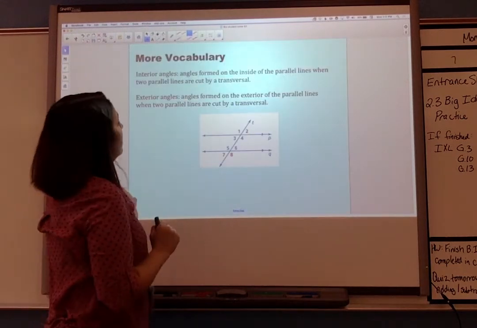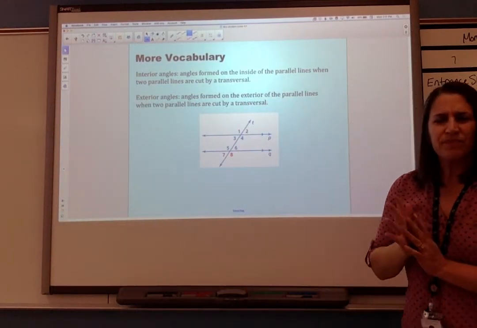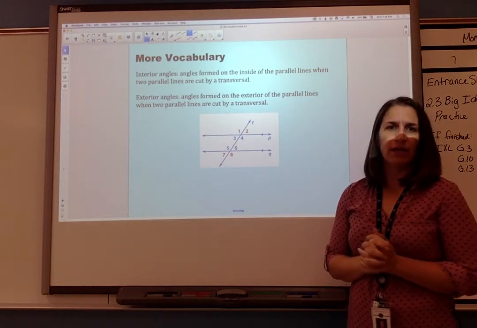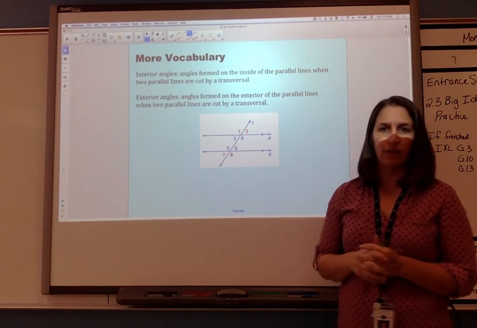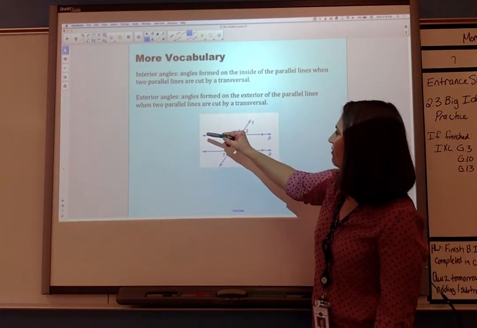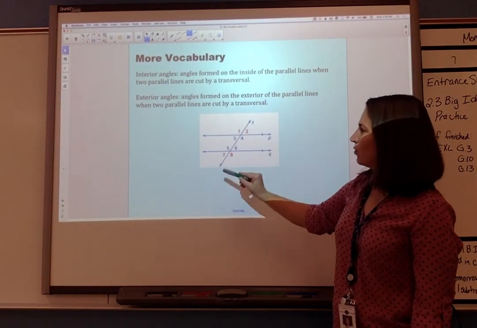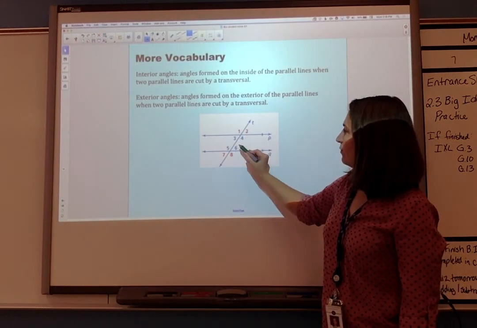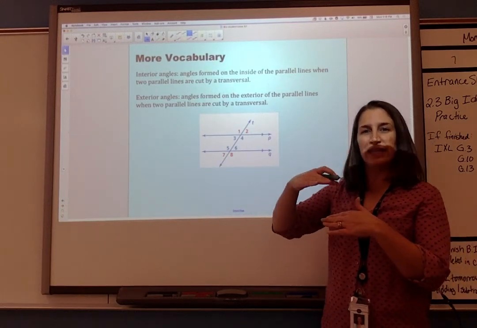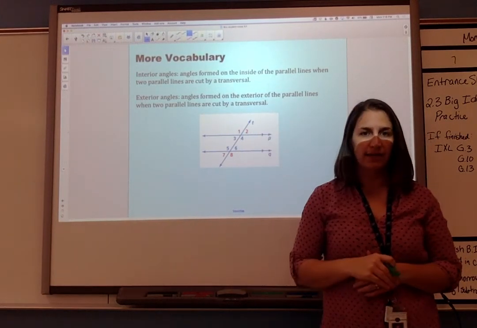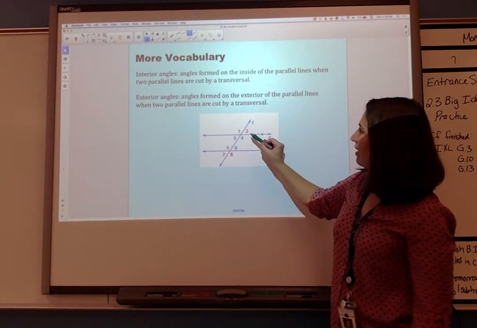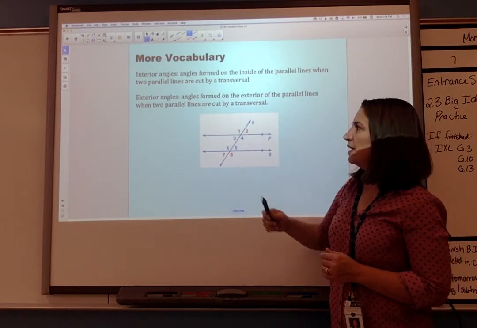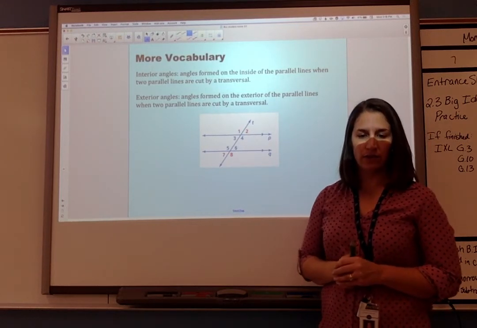All right, a little bit more vocabulary here. Interior angles are angles formed on the inside of the parallel lines when two parallel lines are cut by a transversal. So here we have line P and line Q, which are cut by the transversal T, and the interior angles would be 3, 4, 5, and 6. They're all 4 angles that are inside between the two parallel lines. The exterior angles are the angles on the outside of the parallel lines. So 1, 2, 7, and 8 would be the exterior angles.